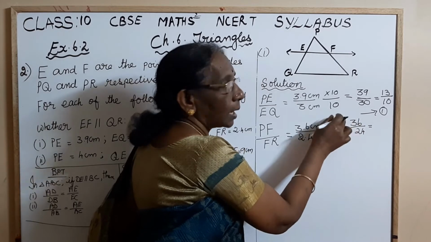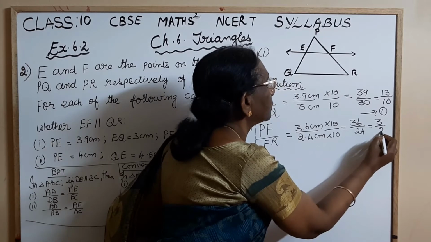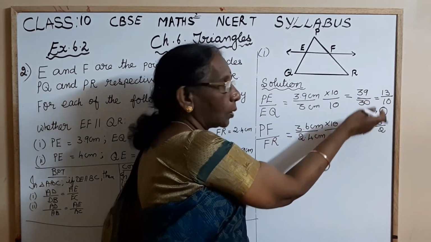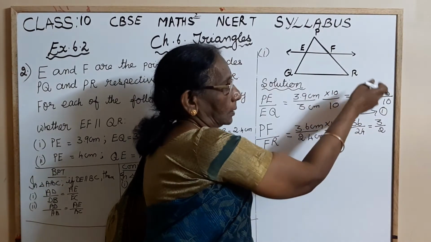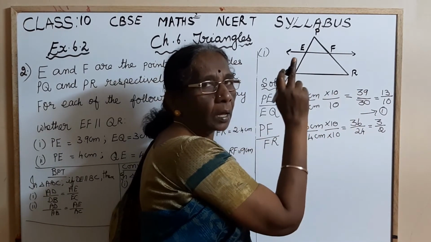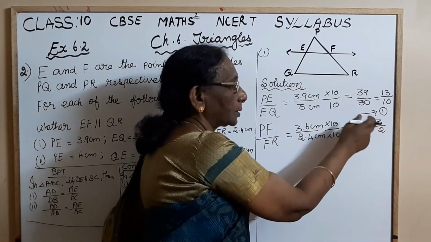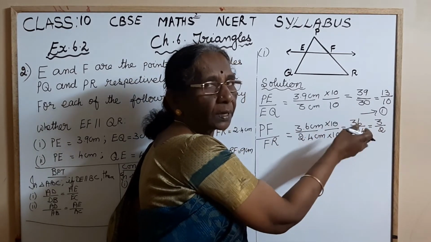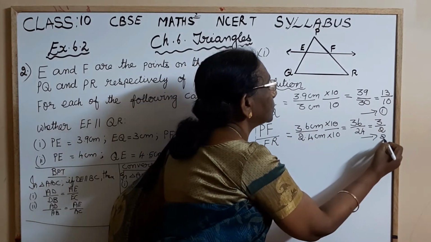Here both are divisible by 12. So 12 3s are 36, 12 2s are 24. Here we cannot simplify further because 13 and 10 are co-prime numbers. That is, the HCF of both numbers is 1. They come only in one common table, that is in the one table, first table. Here also 3 and 2 are co-prime numbers. So we cannot simplify further. They don't have any other common factor. So now you name this as 2.